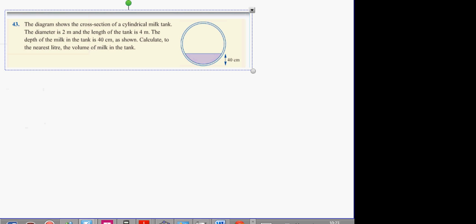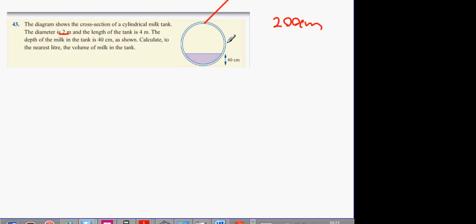The diagram shows a cross section of a cylindrical milk tank of diameter 2 meters. Change that to 200 centimeters. Next, the length of the tank is 4 meters. Basically it's a cylinder going back 4 meters, but we won't worry about that just yet. The depth of the milk in the tank is 40 centimeters. Calculate, to the nearest litre, the volume of milk in the tank.